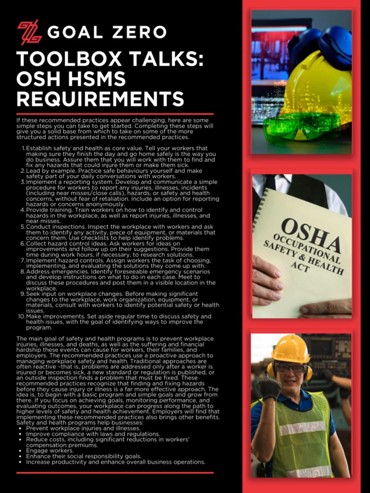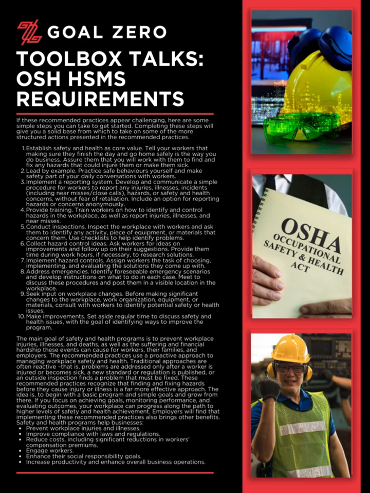Implement a reporting system. Develop and communicate a simple procedure for workers to report any injuries, illnesses, incidents, including near misses or close calls, hazards, or safety and health concerns, without fear of retaliation. Include an option for reporting hazards or concerns anonymously. Provide training. Train workers on how to identify and control hazards in the workplace, as well as report injuries, illnesses, and near misses.